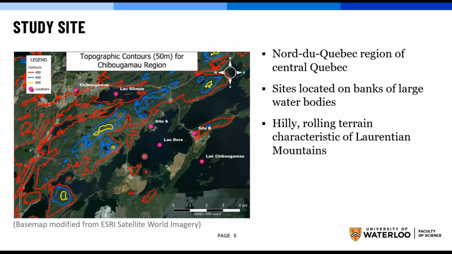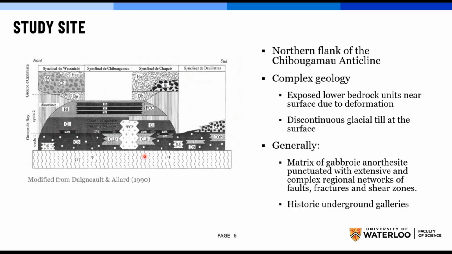You also see we have some significant variations in our topography, typical of those Laurentian Mountain type of environments. If we take a look at the subsurface, it's your typical complex geology that we're going to see up in those regions in Quebec. We have complex topography in that some of the bedrock is exposed at the surface due to deformation. We do have areas of discontinuous till from the glacial movement in this place as well.